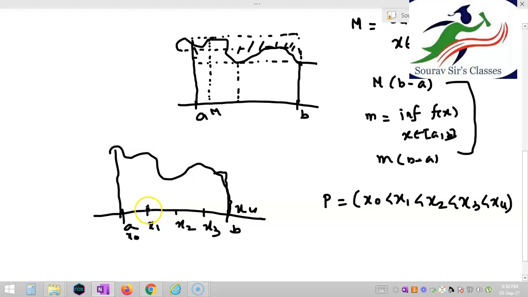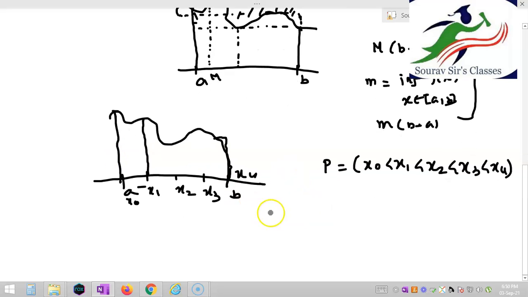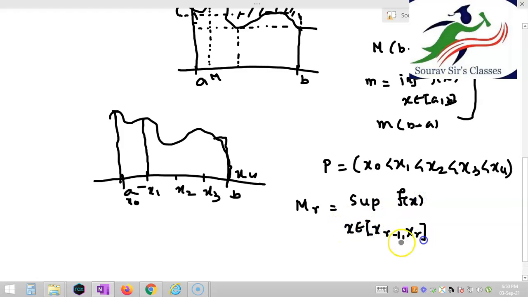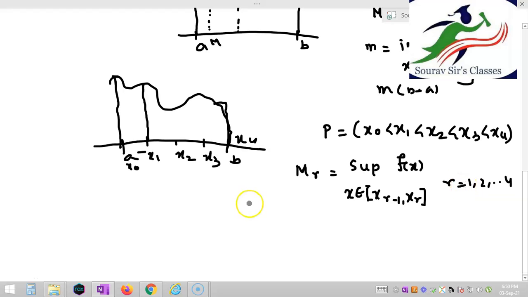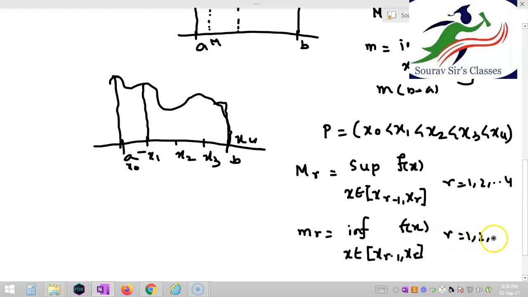Now observe that in the interval from x0 to x1, this height is the supremum, the maximum height, and this height is the minimum height. So I am going to take capital Mr equal to the supremum of f(x), x belongs to [x(r-1), xr], where r goes from 1 up to 4, and small mr equal to the infimum of f(x), x belongs to [x(r-1), xr], r equal to 1 up to 4.